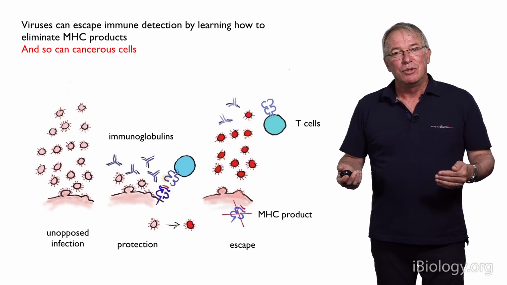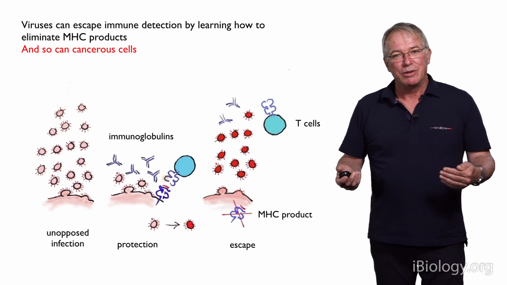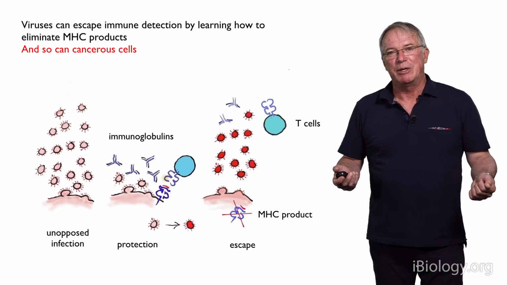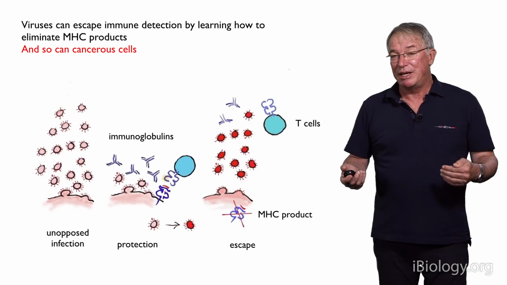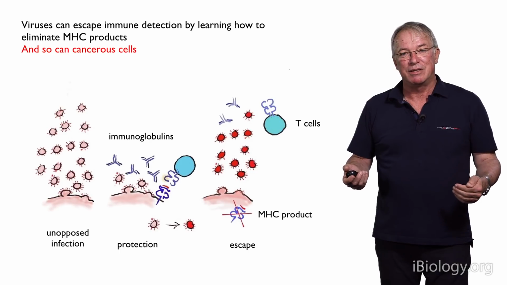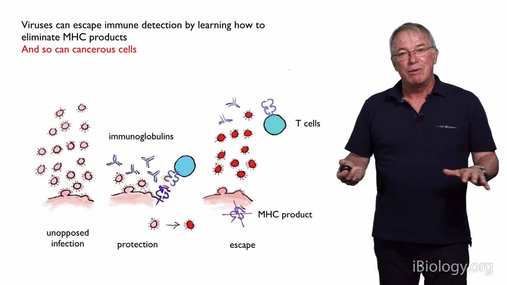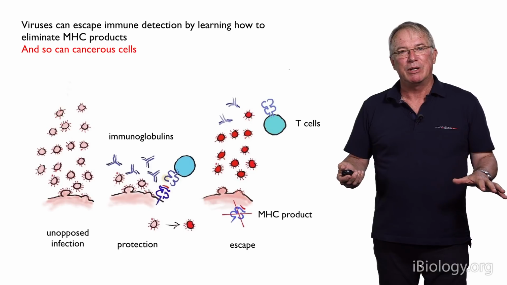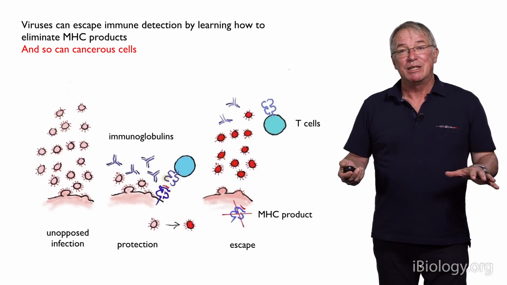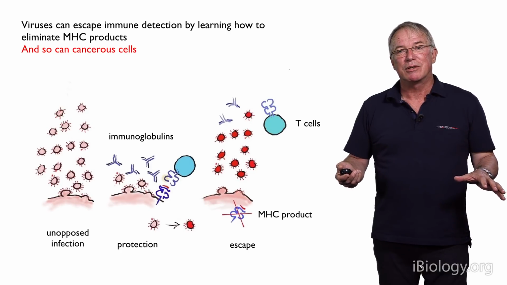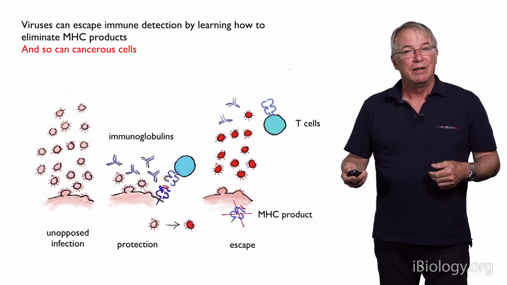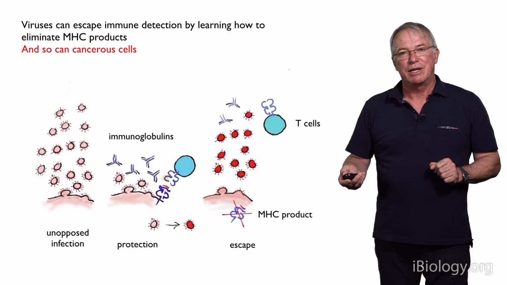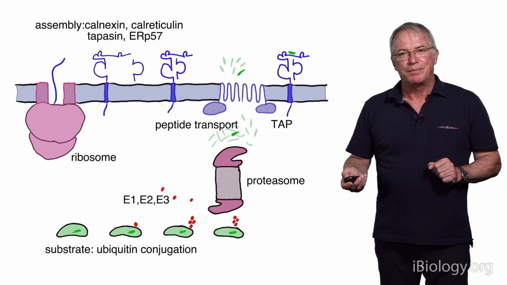Many of these viruses do so by, for example, altering expression of class 1 MHC products. And that also happens to be one of the mechanisms by which cancerous cells can evade detection by T lymphocytes. If you eradicate expression of class 1 MHC products, you're essentially invisible to the cytotoxic T lymphocyte, and that gives you the upper hand in terms of virus production, or in the case of a cancer cell, replication.